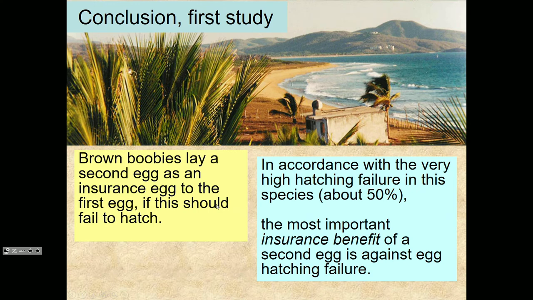So, the conclusion from this particular study was that brown boobies lay a second egg as an insurance egg to the first egg, if this should fail to hatch.